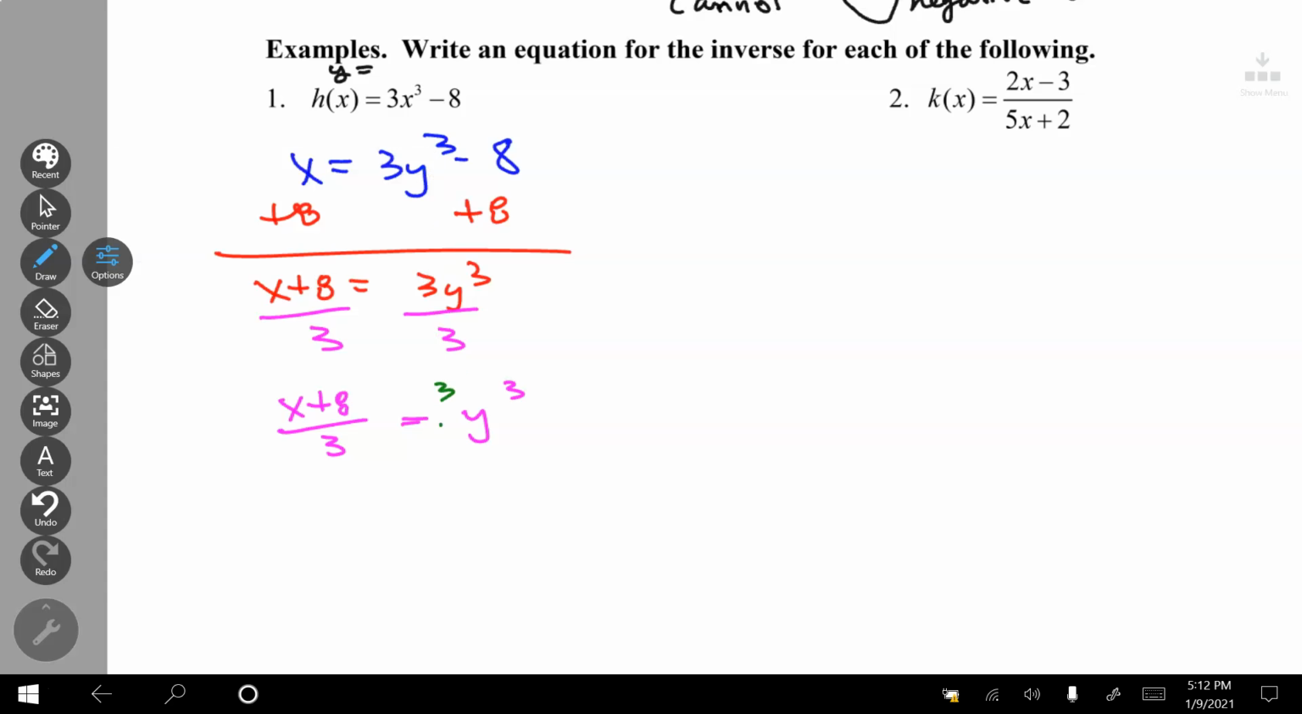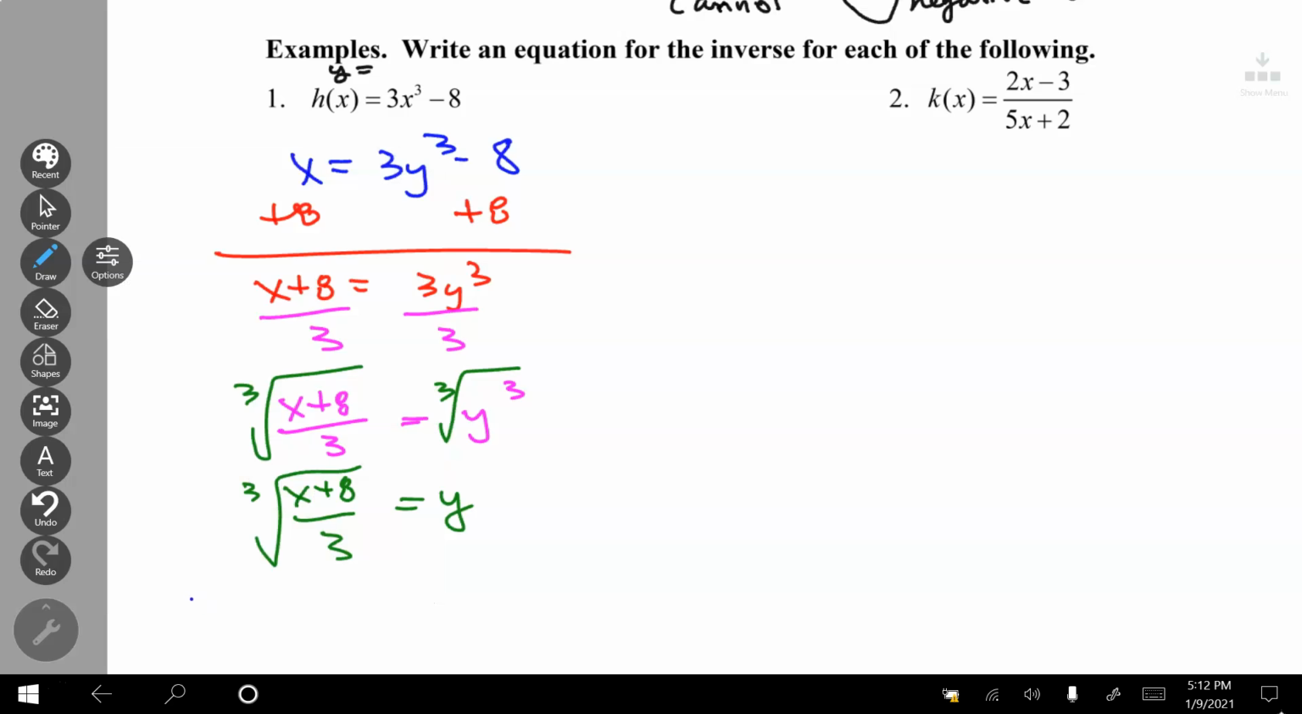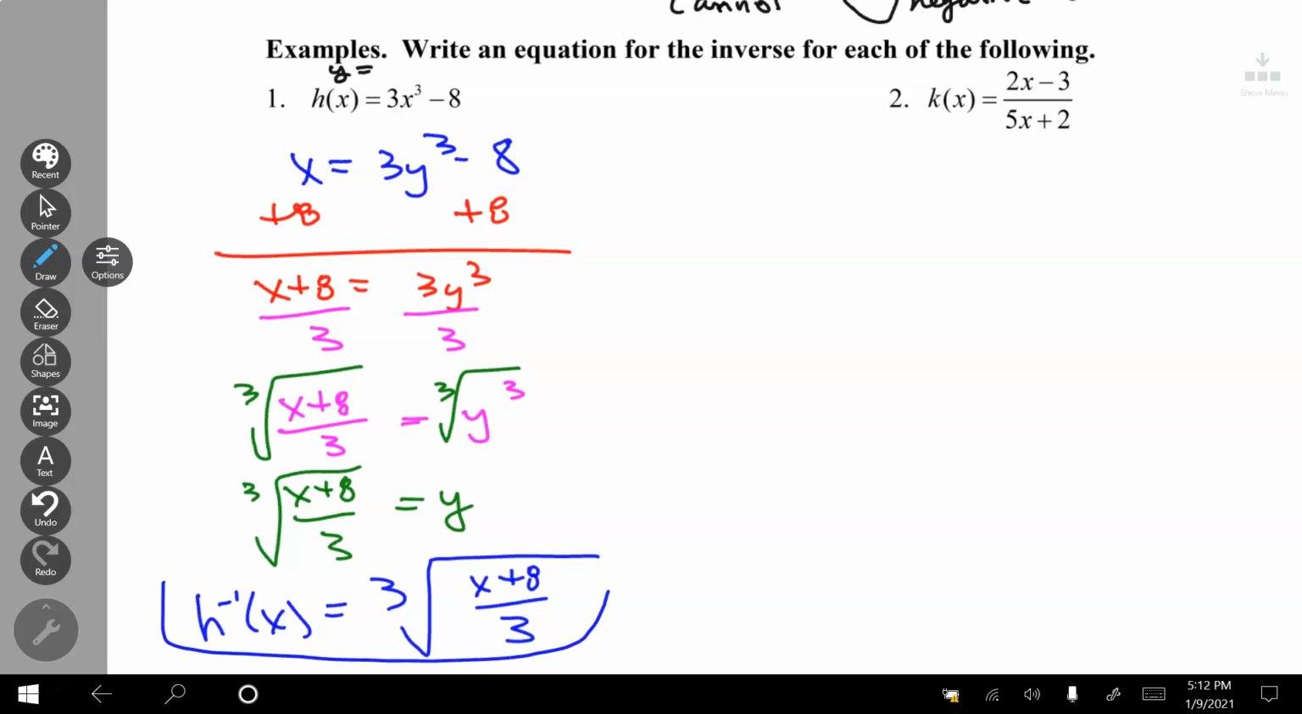Now I get rid of it by taking the cube root, or the 1/3 power. I don't care which way you write it. So now I have the cube root of (x plus 8) over 3 is equal to y. I should use proper notation. So h inverse of x is equal to the cube root of (x plus 8) over 3. Make sure that root is completely over that fraction, not just the numerator. It would be wrong if that root is just over the numerator.